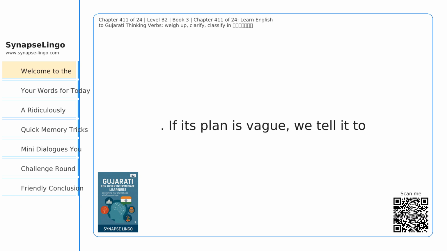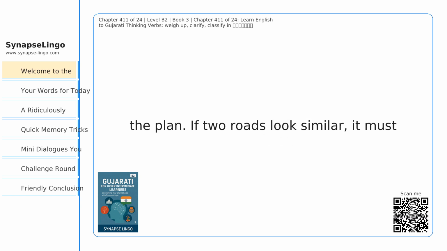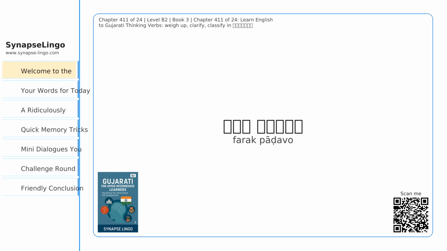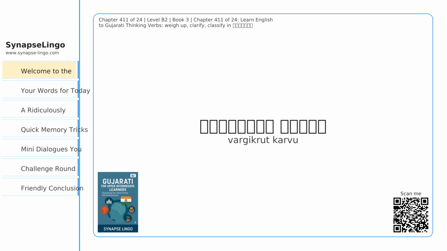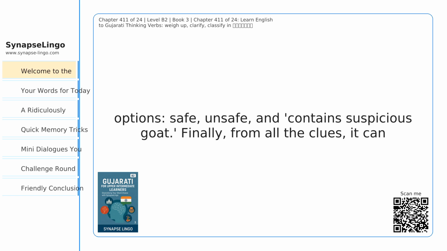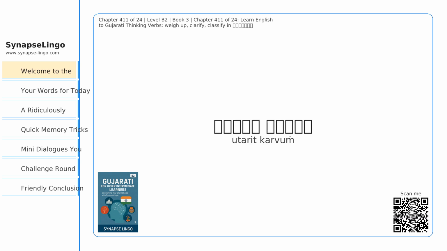If the chicken starts mumbling, we ask it to સ્પષ્ટ કરવું. If its plan is vague, we tell it to ઠોસ બનાવવું the plan. If two roads look similar, it must ફરક પાડવો between them, then it can વર્ગીકૃત કરવું options. Safe, unsafe, and contains suspicious goat. Finally, from all the clues, it can ઉત્તરિત કરવું the best decision.